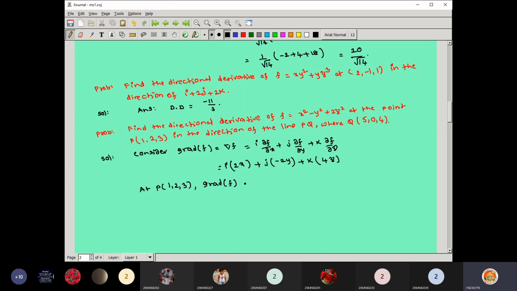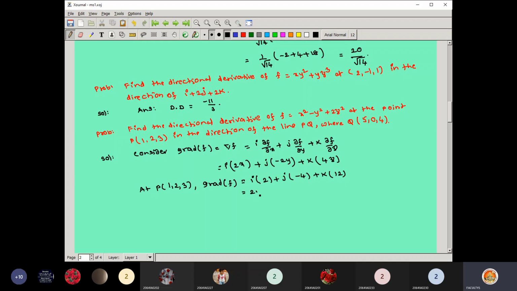So at the point P you are calculating that gradient. So what will be the answer now? This is i 2x, that means 2, plus j minus 2y, it is minus 4, plus k 4z, it is 12.